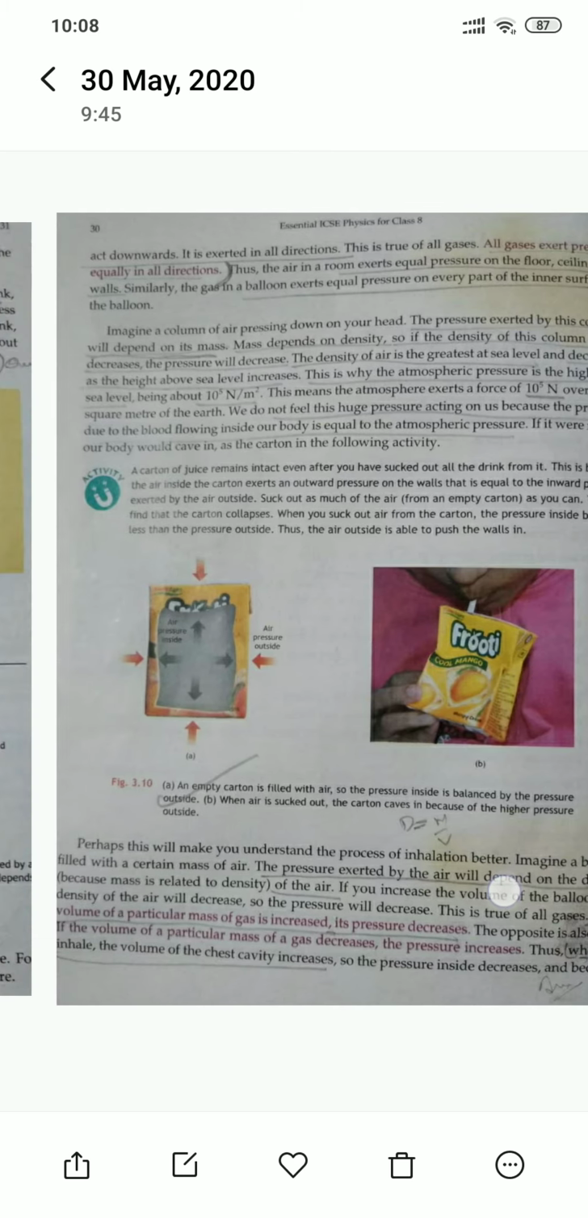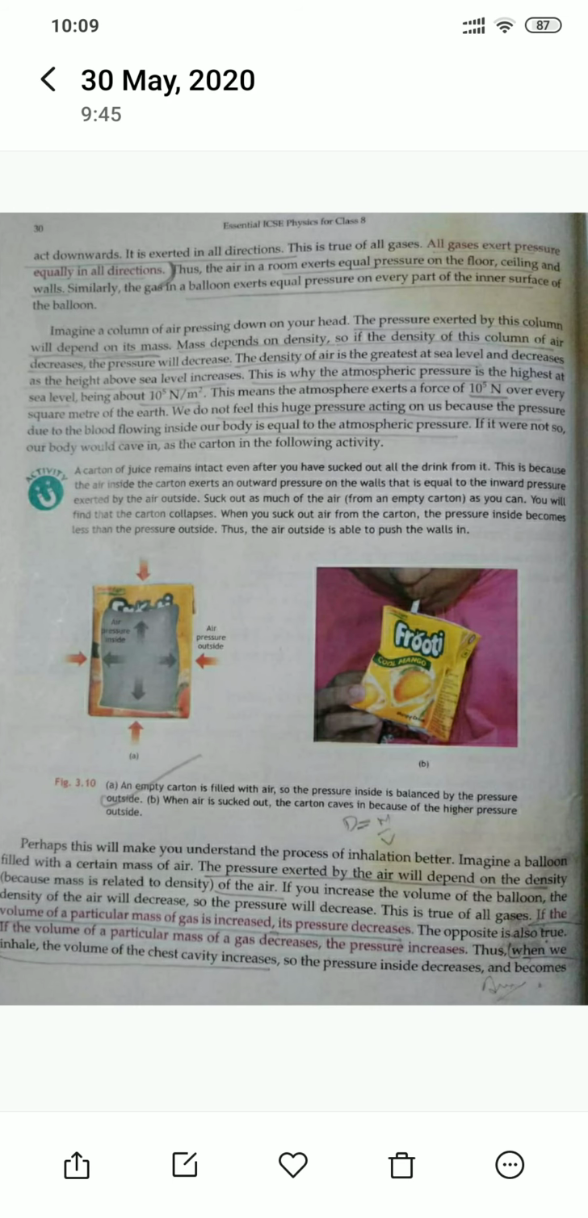This is true of all gases. If the volume of a particular mass of gas is increased, its pressure decreases. The opposite is also true. If the volume of a particular mass of a gas decreases, the pressure increases. Thus, when we inhale, the volume of the chest cavity increases, so the pressure inside decreases and becomes less than the atmospheric pressure. As a result, atmospheric air gets drawn in through the nostrils and the windpipe into the lungs.